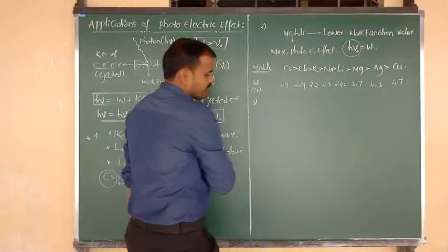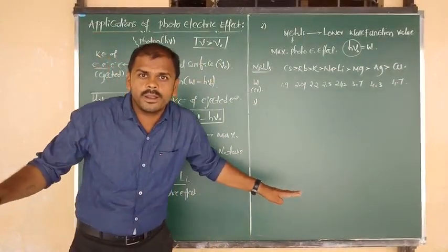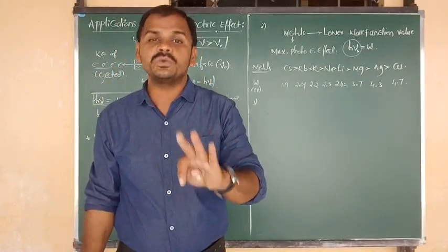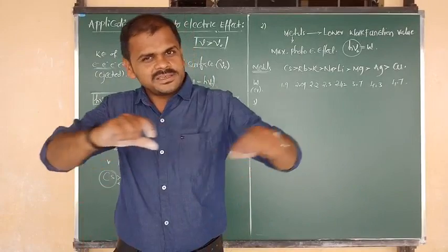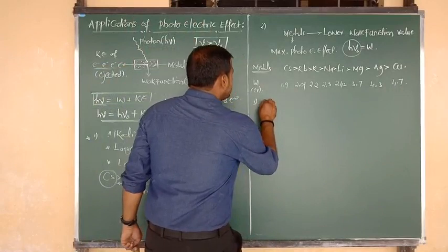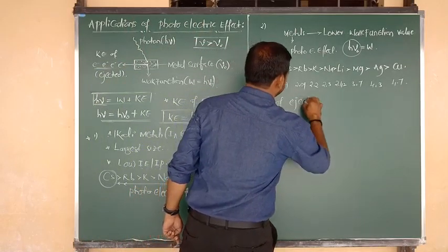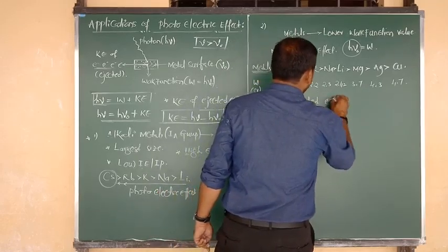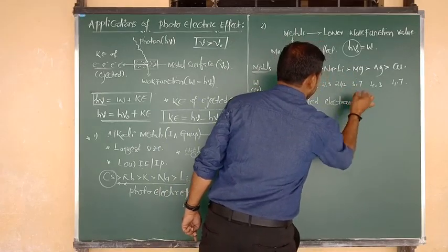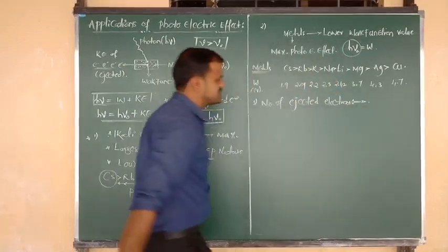Next, go for application number 3 and application number 4. Applications are over, but for the third application and the fourth application, we have to draw two graphs. Both graphs are extremely important. Okay, focus now. In the third case, I want to discuss the number of ejected electrons. Here I want to discuss only the number of ejected electrons.